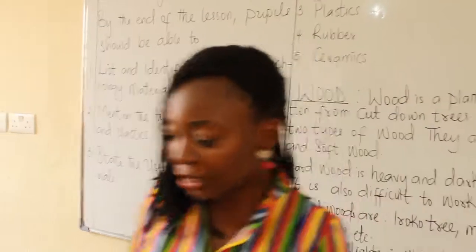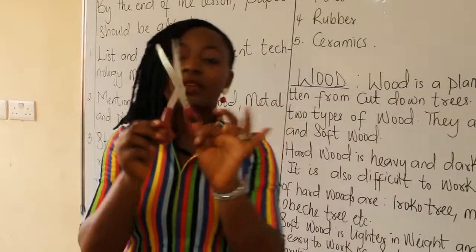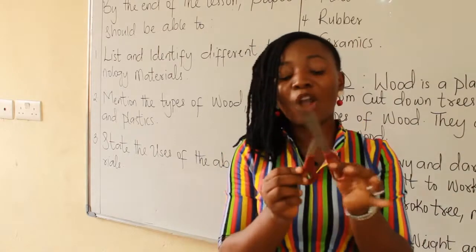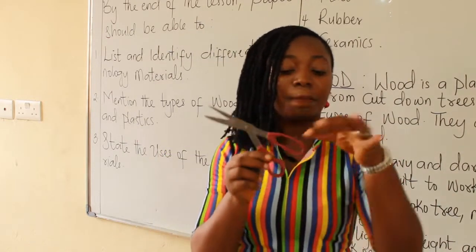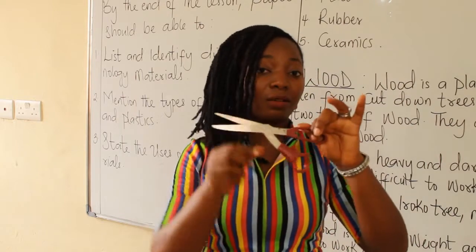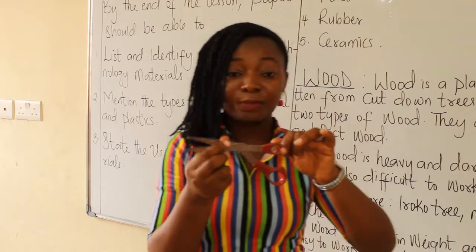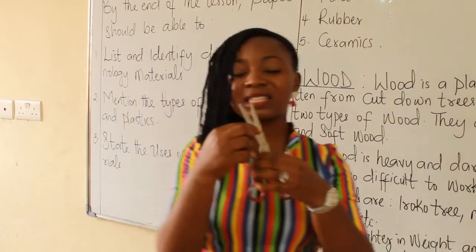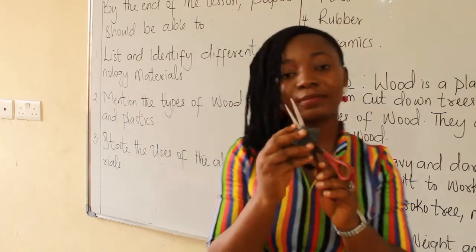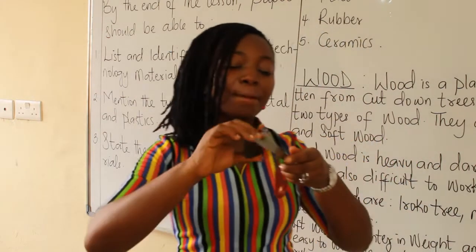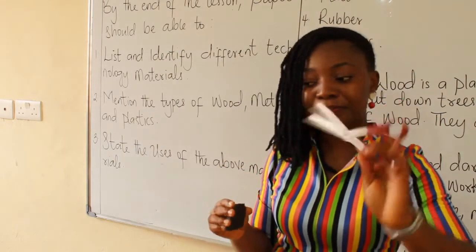Let's look at another example. This is scissors. I believe we've seen scissors before. Also made up of two materials, plastic and metal. The handle is made of plastic and the body is made of metal. Now, let's see if it's ferrous or non-ferrous. It attracts. So, this part of the scissors is made up of a ferrous metal.